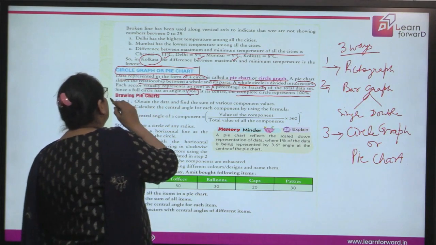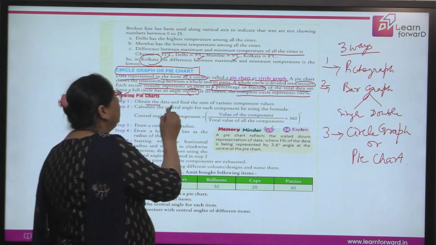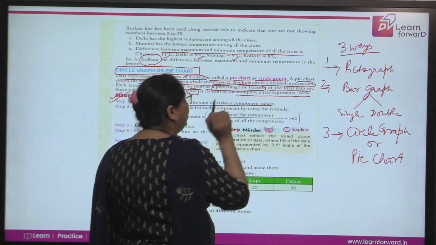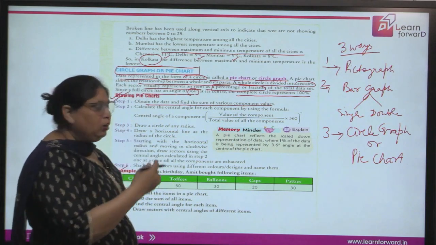These are the steps for drawing the pie chart. The first step is to obtain the data and find the sum of the various components. Suppose this is an example; I am comparing the steps with this.